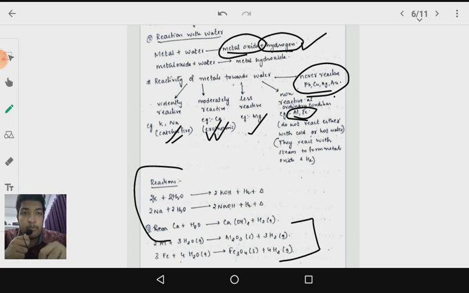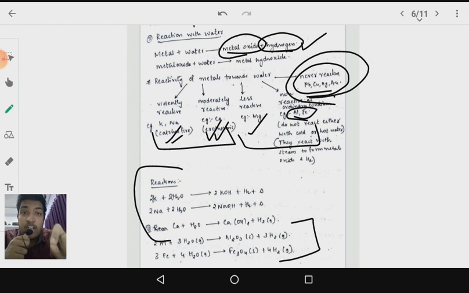So two cases are possible. Either there can be formation of hydroxides, with these three, or there is formation of the corresponding oxides with the others. So magnesium with water will form magnesium oxide, and this will never undergo reaction with water.